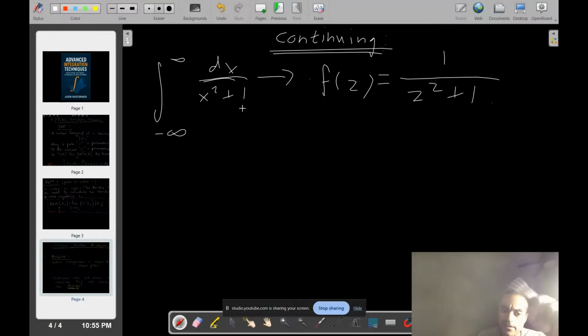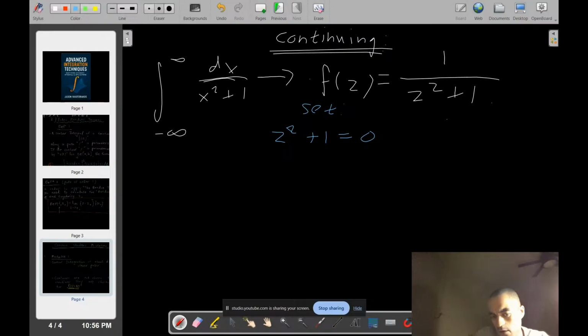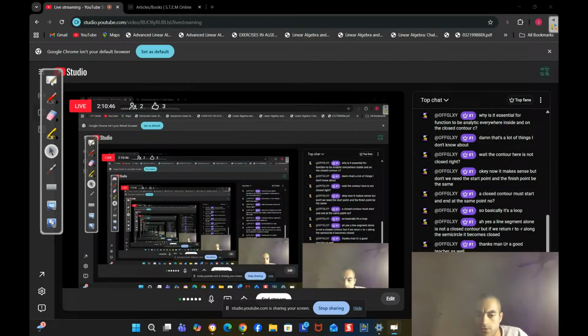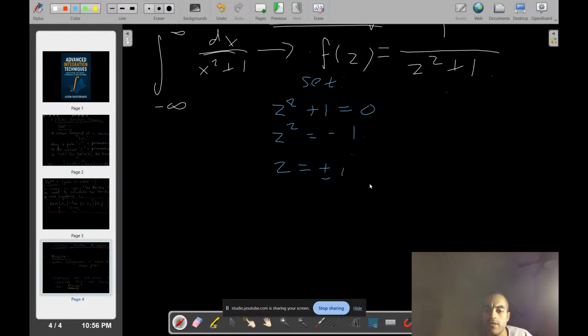Now, what ends up happening here is we want to evaluate the singularities, right? So set z squared plus 1 equal to 0. Obviously, if we did that, we get z squared is equal to -1. Z equals plus or minus I, because the square root of a -1 is the imaginary number I, and since it's a square root, it's plus or minus, right? Okay, so I hope that's making sense, right? So Z is equal to plus or minus I.